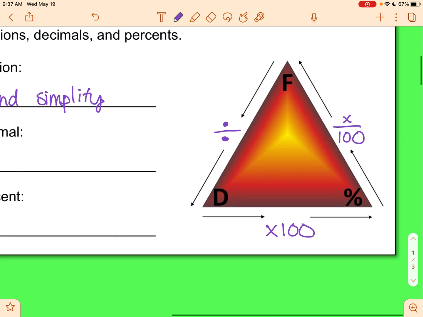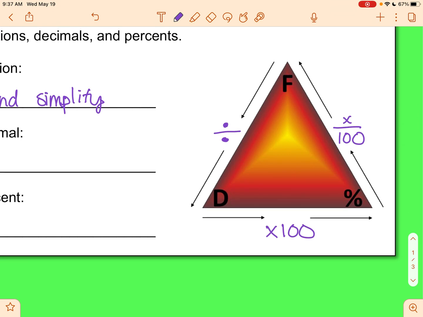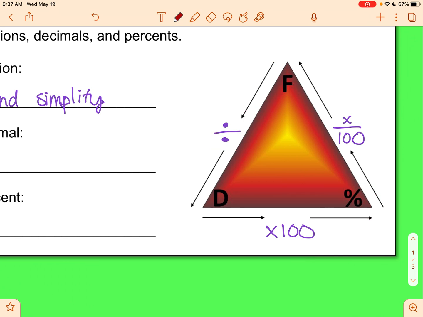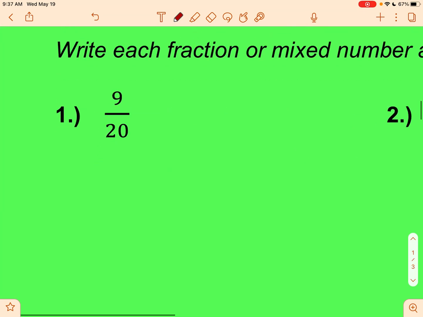So this time, if you notice, we are going from a fraction to a percent, but we need to follow our arrows. So we need to change it to a decimal first, and then to a percent. We can't go the opposite way, okay? So we need to change it to a decimal, which is by dividing, and then multiply it by 100 to get our percent. So let's take a look at our problems.